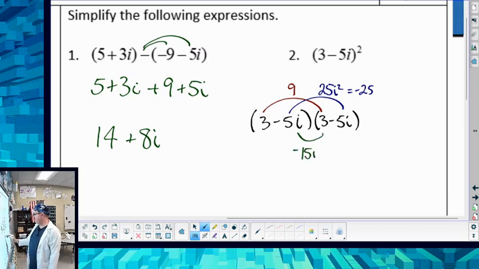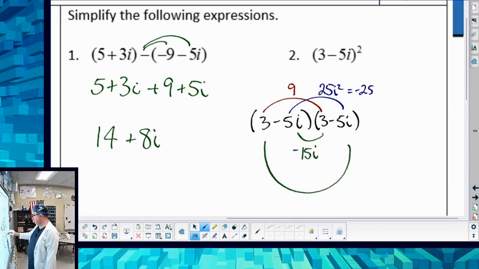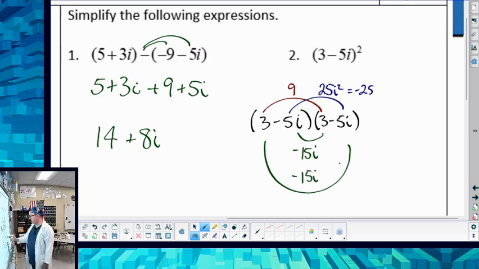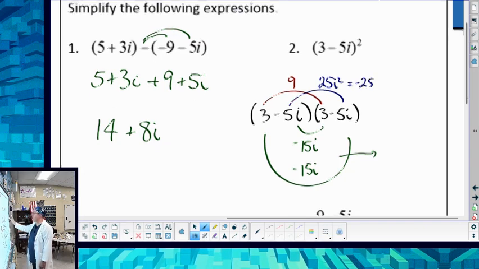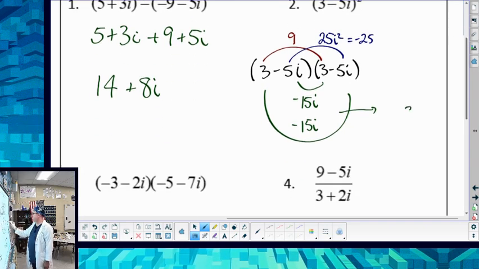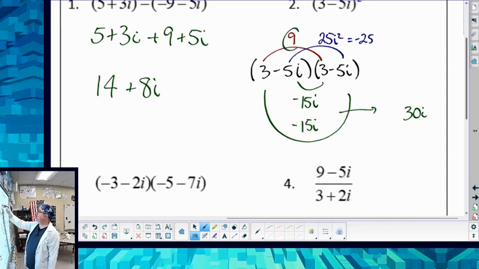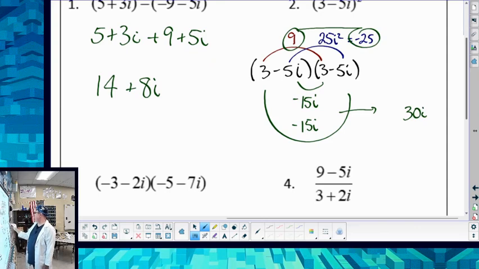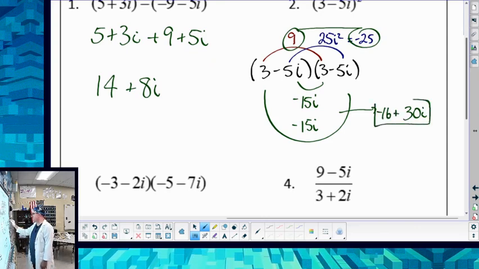This is negative 15i. This is a negative 15i. So notice this is going to turn into 30i. And then this top part here is a negative 16. So your answer is going to be negative 16 plus 30i.